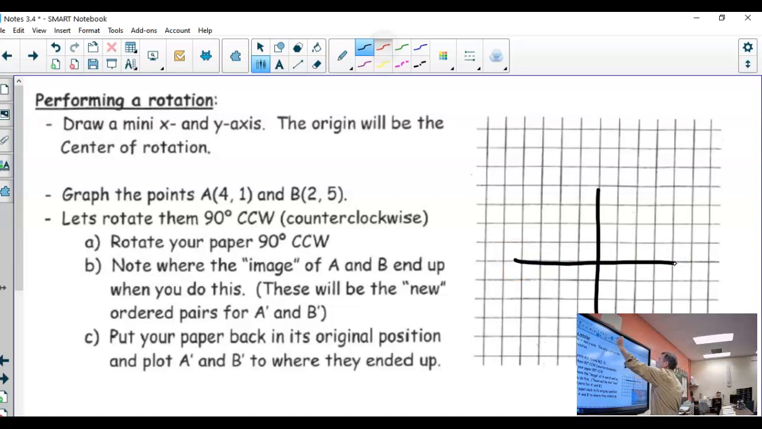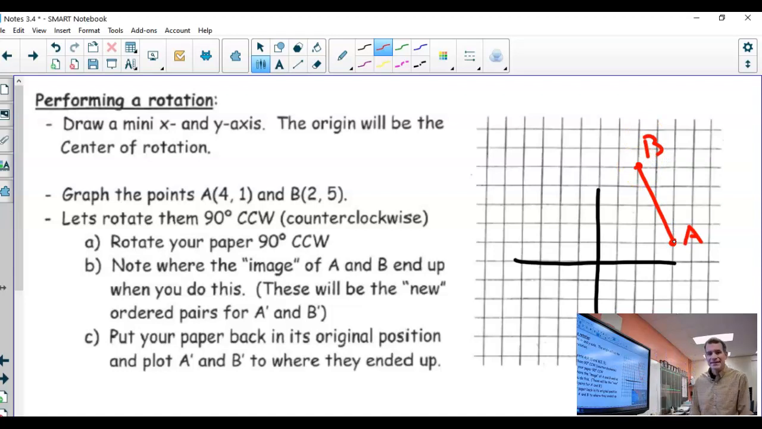And I am going to graph the points. I really wish I had done this ahead of time. I'm going to graph the point 4, 1, and 2, 5. 1, 2, 3, 4, 1. So here's point A. And point B is at 2, 5. 1, 2, 1, 2, 3, 4, 5. Here's point B. Maybe I connect them with a segment, maybe not.